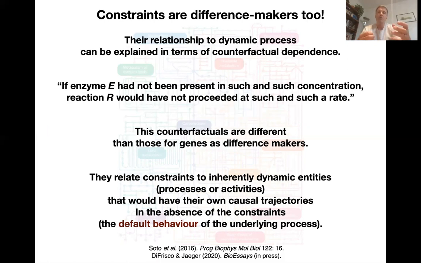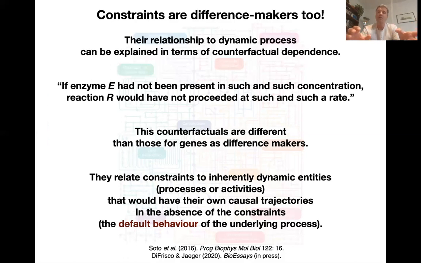So there are productive causes, which are the chemical and physical processes that are occurring. And then there are constraining causes. They're all difference-making causes, but they're different in this way. Constraints are different from those productive causes underneath that generate these processes in the first place, because these processes would have their own causal trajectories in the absence of the constraints. And this is what's called the default behavior of the underlying process.